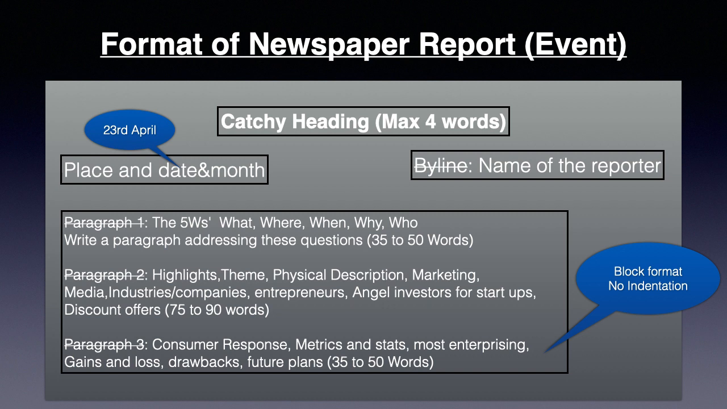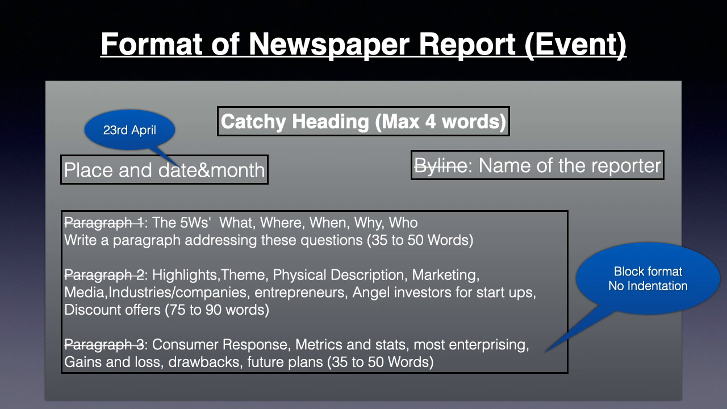The last type we have is the event. So again, in the event, as I said, catchy headlines. We are writing about the place and the date and the byline. Now para 1 is basically the same, that is the 5 W's: what, where, when, why and who, and this should be restricted to 35 to 50 words.